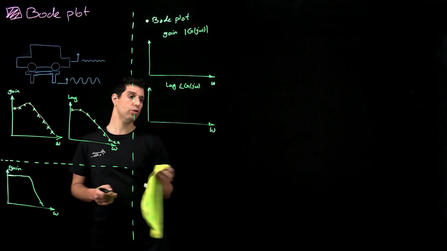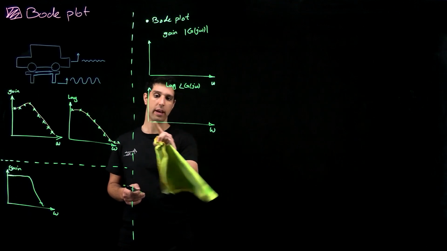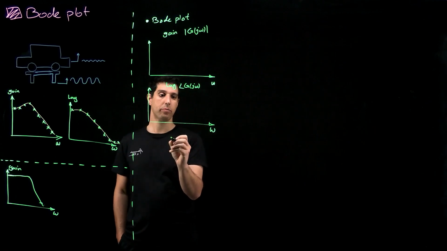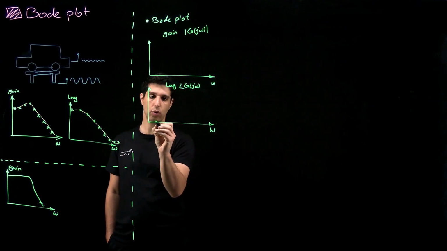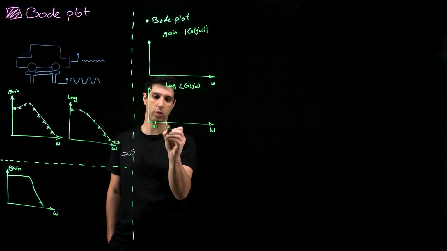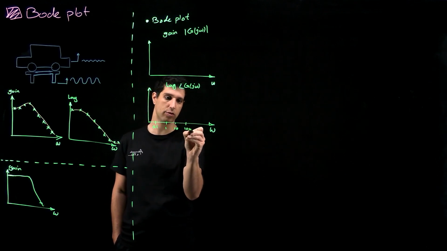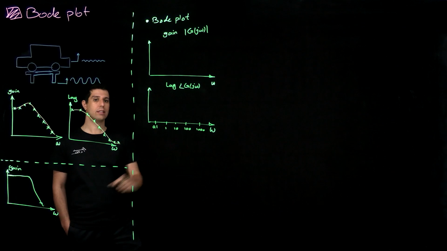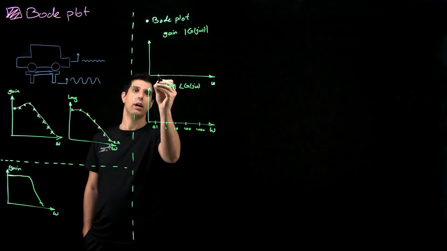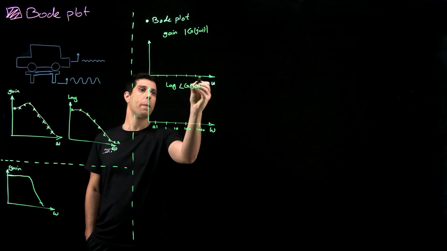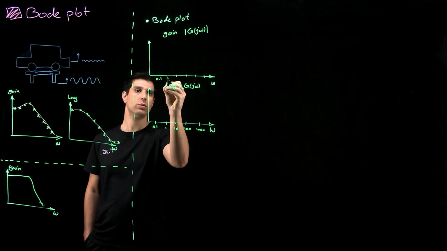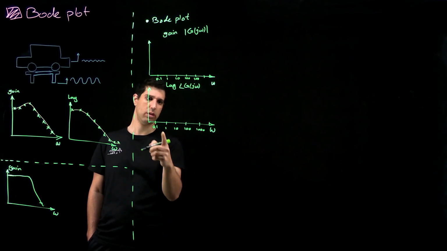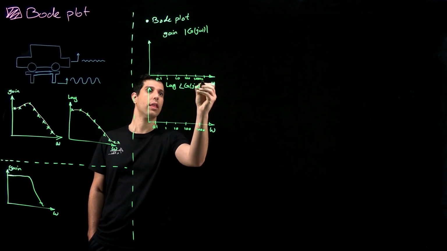So often what we do, instead of working with omega in a linear form, this axis is in a log scale. So we have 0.1, 1, 10, 100, 1000, and so on. So we plot the x-axis in a logarithmic scale. Same here. This is 0.1, 1, 10, 100, 1000, and so on.